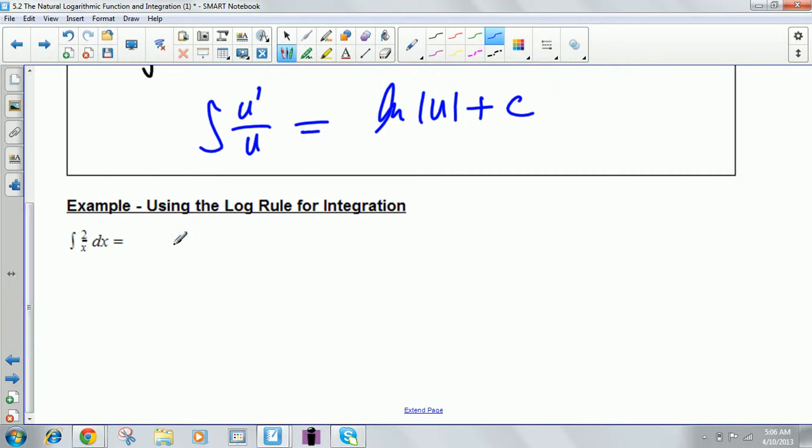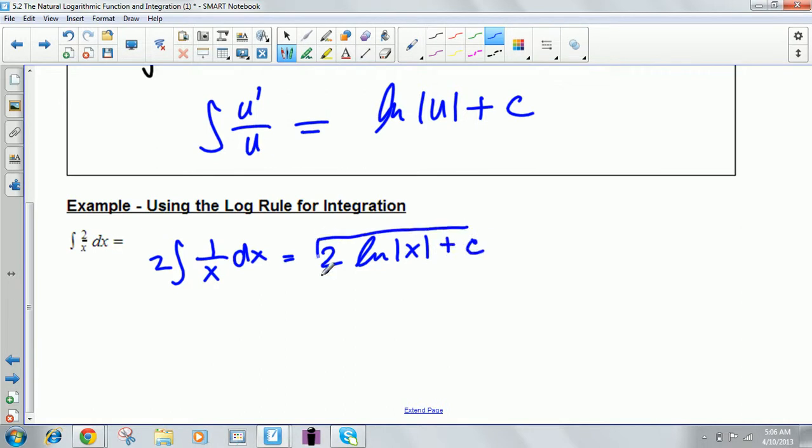For example, you can rewrite this as 2 times the integral of 1 over x dx. This is in that form up here because what's the derivative of x? The derivative of x is 1. So this is in the form of u prime over u if u is x. Then the integral of that is just 2 times the natural log of the absolute value of x plus c. And that would be your answer.